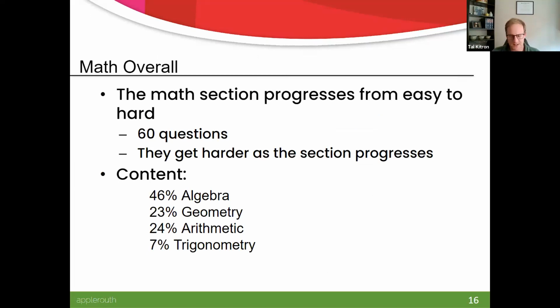The general rule is it goes from easy to hard. So I think there's overlap. Don't take this as gospel, but the rule of thumb is 1 through 20 are easy, 21 through 40 are medium, and 41 through 60 are hard.